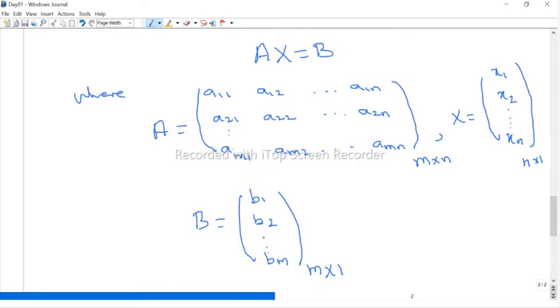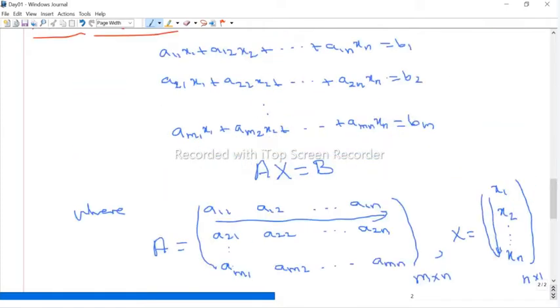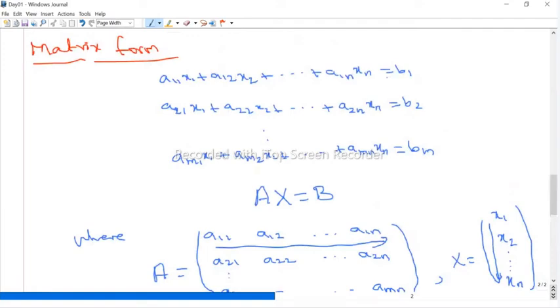Because now what is A? So how to multiply A into X? You have to take the first row and multiply it with X. So it's a dot product, A11 X1 plus A12 X2, etc., A1n Xn equal to B1. The first entries give the first equation: A11 X1 plus A12 X2, etc., A1n Xn equal to B1.